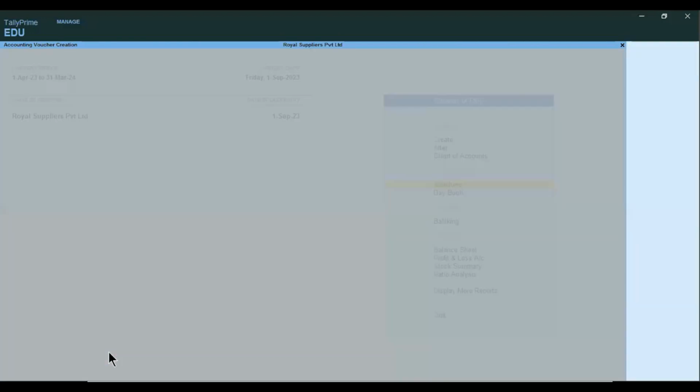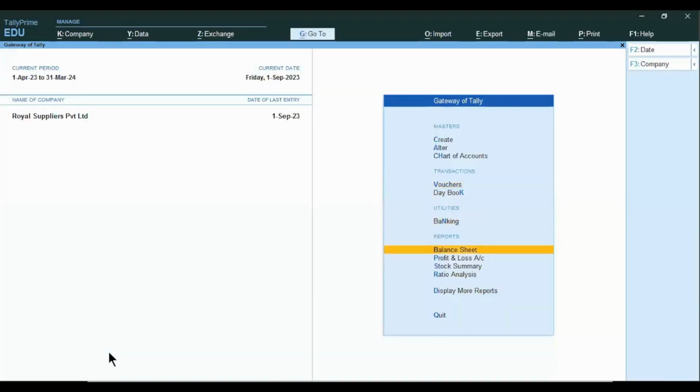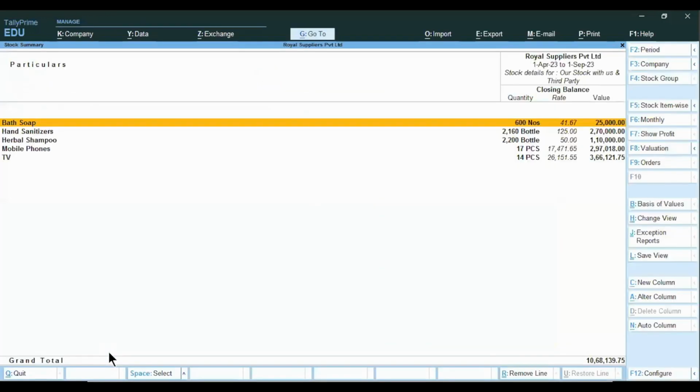Go to stock summary, which is in reports, gateway of Tally, reports, stock summary, and we have bath soaps. See, we have 600 units. As we have purchased 500 units and we got 100 units free, while purchasing, we paid 50 rupees per item. But if you check the rate, it is showing 41.67 because it is showing the rate per piece as we have 600 pieces in our stock.